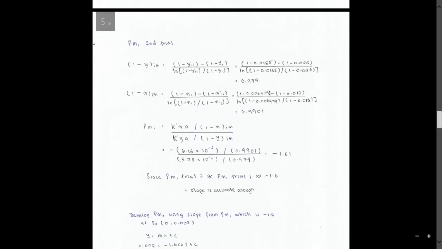So we got the answer from the second trial. Since the first trial and the second trial combine, the slope is accurate enough.